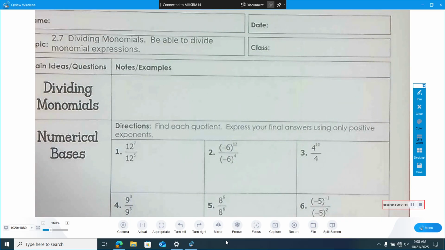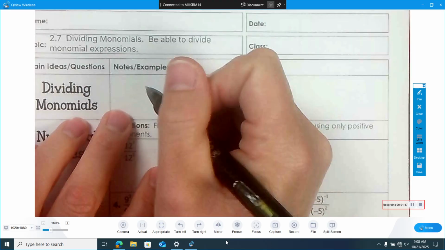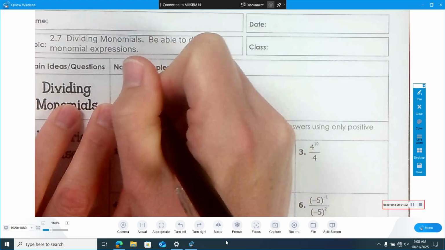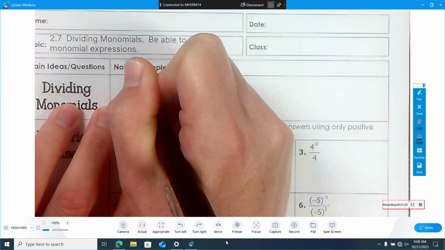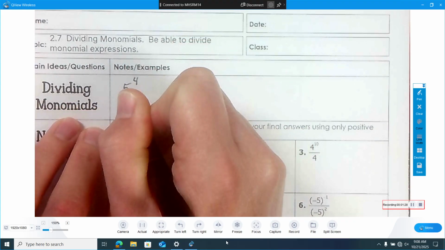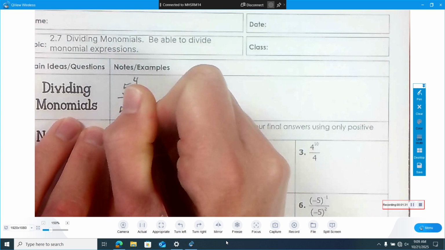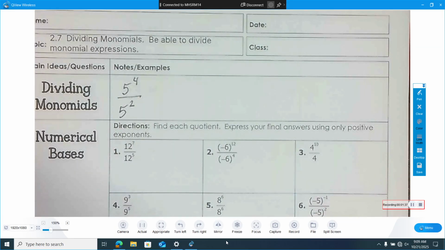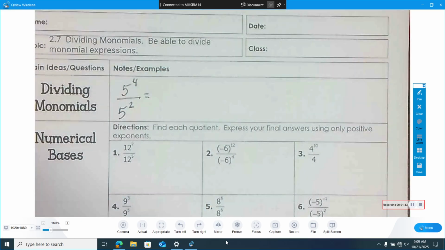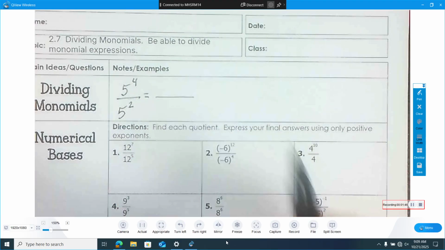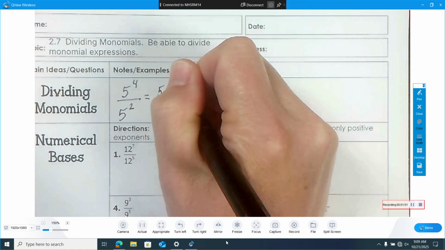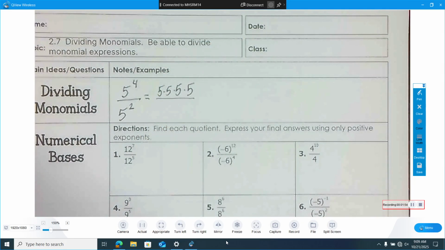And maybe, let me think about this. Let's do something similar to what we did yesterday. Maybe if we're dividing, then I'm seeing a fraction. And so maybe I have like 5 to the 4th divided by 5 to the 2nd. All right, let's go with that. So once again, I want to focus on the meaning of the exponents. What does 5 to the 4th really mean? Good. 5 times 5 times 5 times 5. Beautiful. And 5 squared really means?